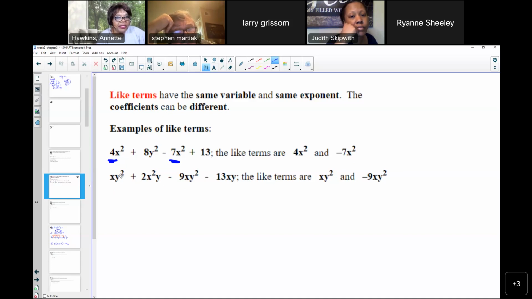This is y to the second power. Let's see if I got another one. X to the first, y to the second. So these would be like terms. So xy squared and negative 9xy squared. They would be like terms because they have the same variable, they have the same exponent in the same place. All right, any questions about like terms?